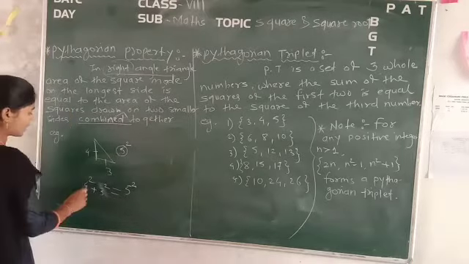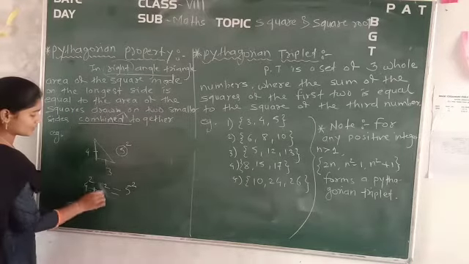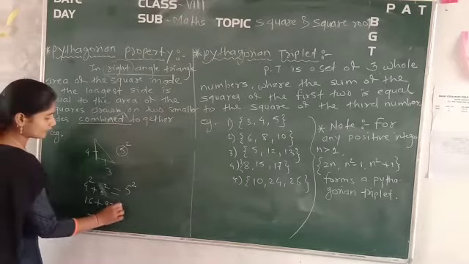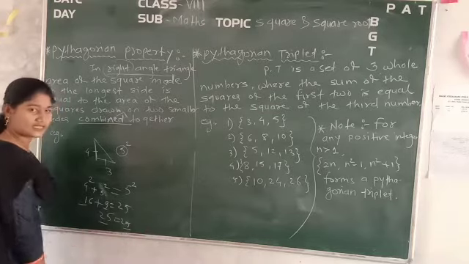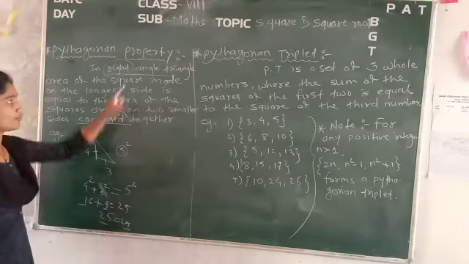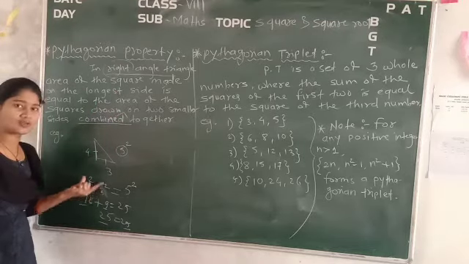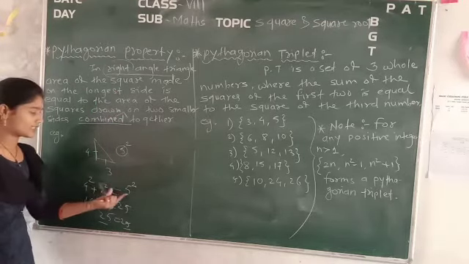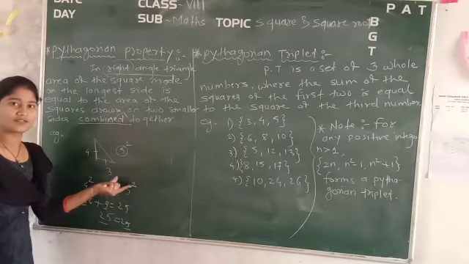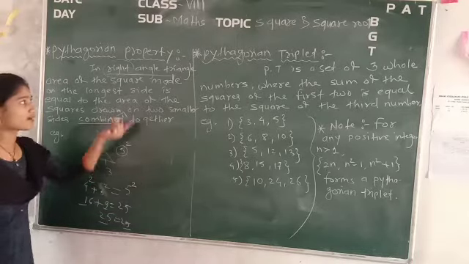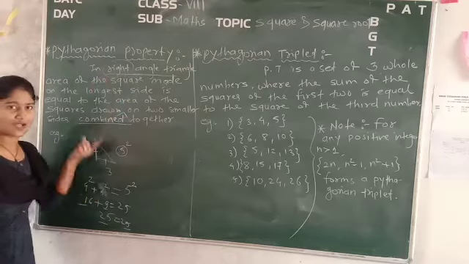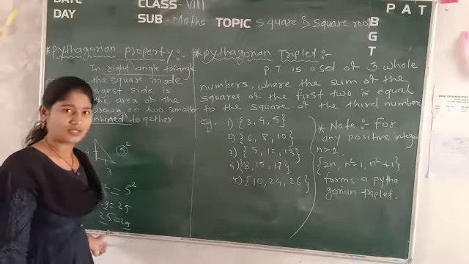So just find out. 4 4s are 16 plus 3 3s are 9 is equal to 5 5s are 25, and this 16 plus 9 is nothing but 25 only. So 25 is equal to 25. Is it correct according to that property? We have found the answer. We got that the sum of the squares of the first two numbers is equal to the square of the third. In place of square you can also write the word area, according to the property. So have you understood this one?